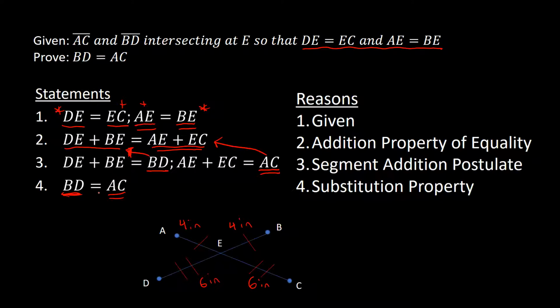Notice the last step is always what you're trying to prove. You're trying to prove something to be true, so your last statement should be what you're trying to prove. And the first statement is always going to be your given, typically.